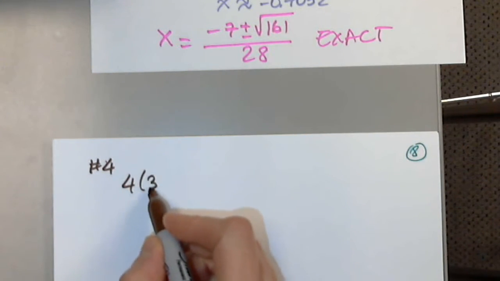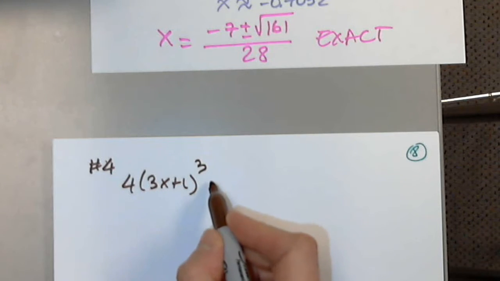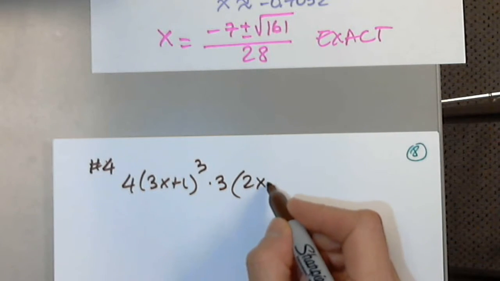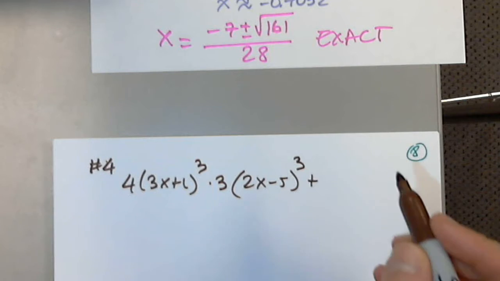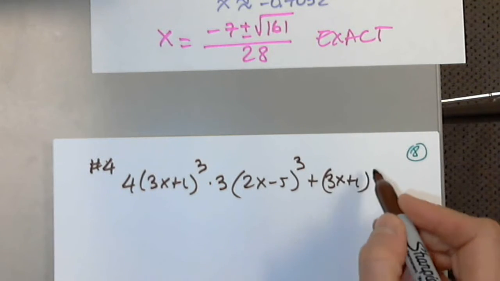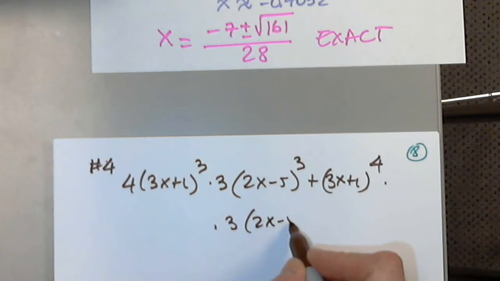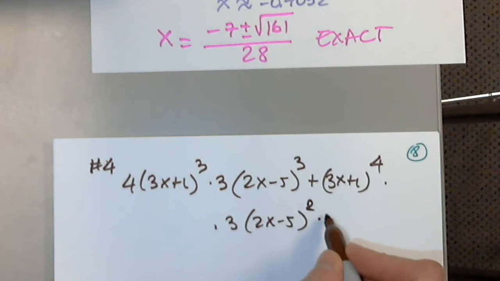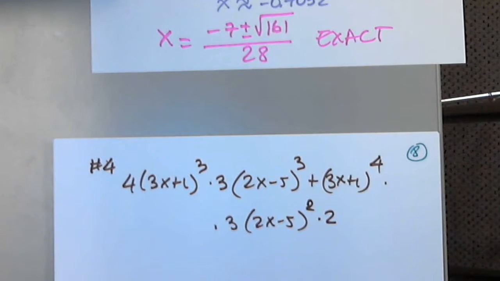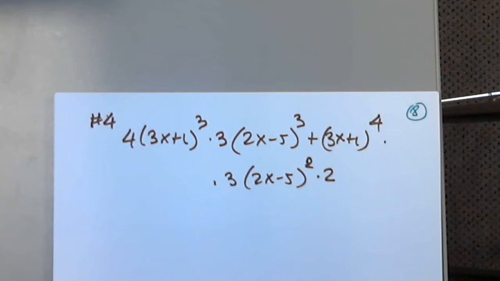So 4, 3x plus 1 cubed times 3, 2x minus 5 to the third plus 3x plus 1 to the fourth times 3 times 2x minus 5 squared and times 2. How many terms do we see in this equation?